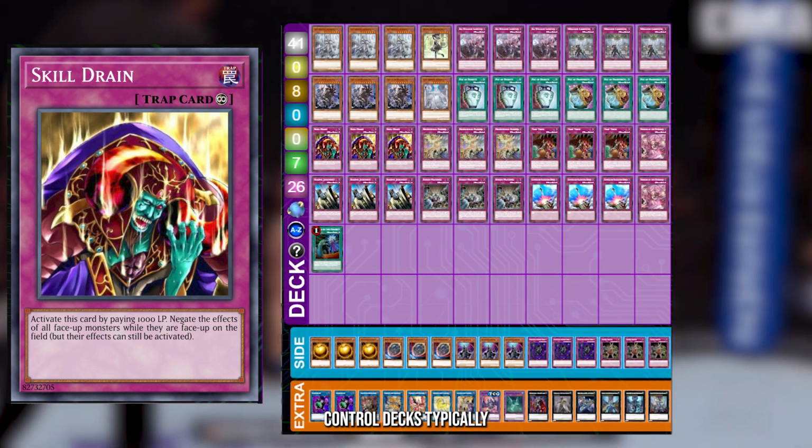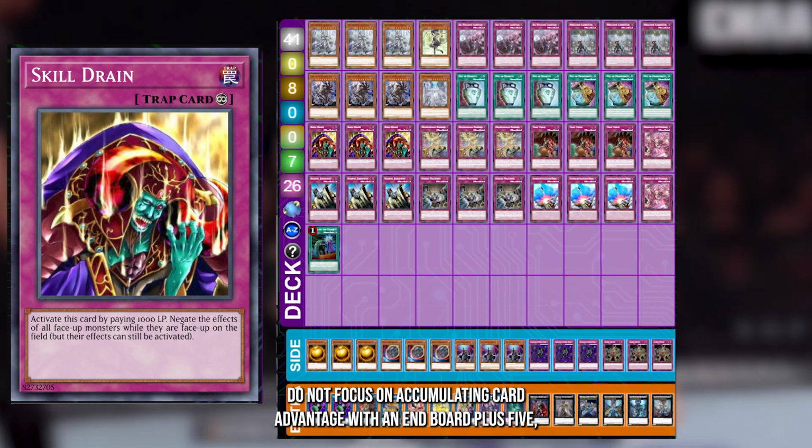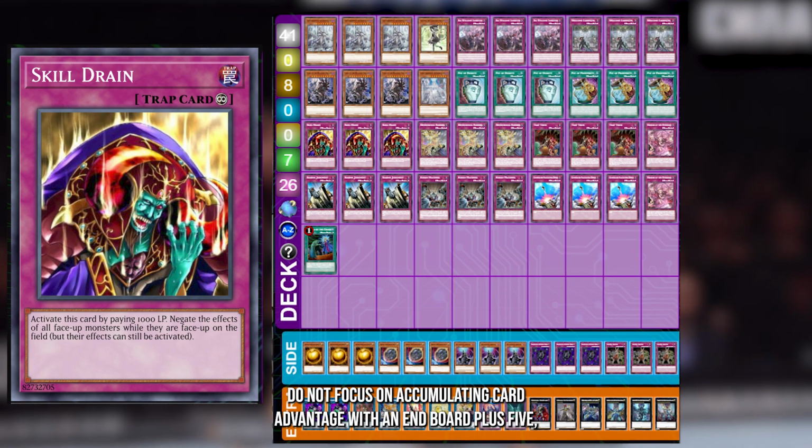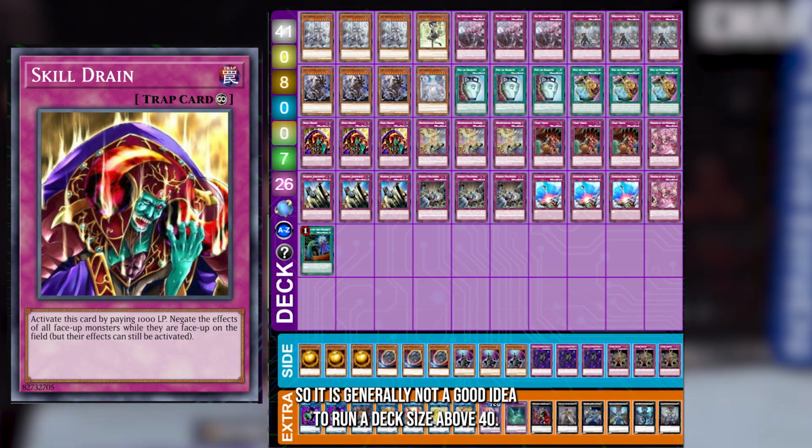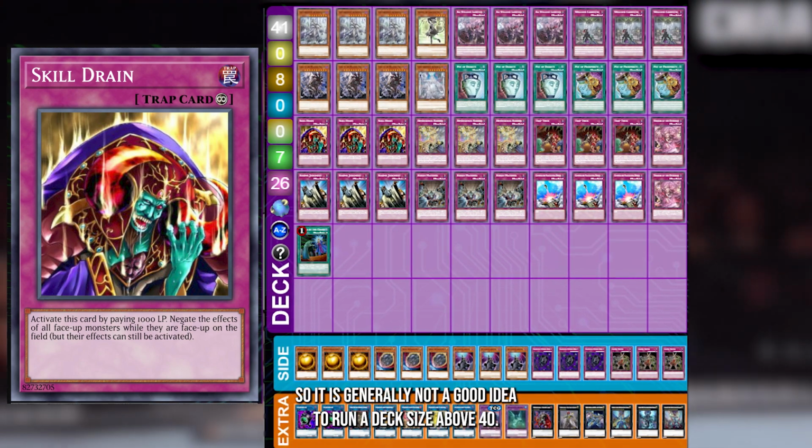Control decks typically do not focus on accumulating card advantage with an end board plus 5, so it is generally not a good idea to run a deck size above 40.